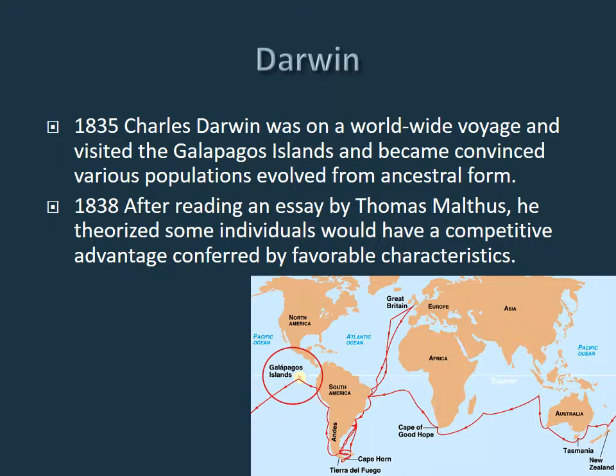And in 1838, after reading an essay by Thomas Malthus, he theorized that some individuals would have a competitive advantage conferred by favorable characteristics. And what this means is that if a bunch of, say, birds living in an area were all eating seeds, certain birds might have beaks that are better at getting the type of seed in that area, and those birds with that better beak type would be the ones most likely to survive and pass on their traits to the next generation.